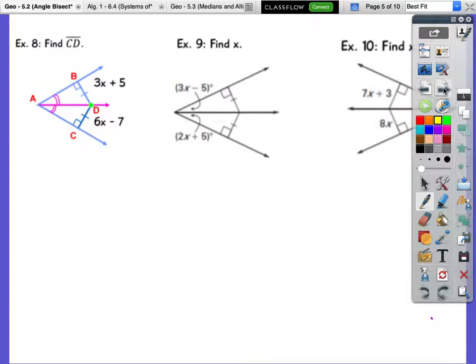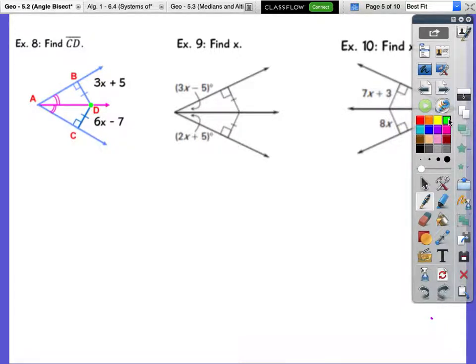Okay, hey, let's move on to example 8 now. If we want to try and find the measure of CD, CD is right here. What do we know about measure CD? It's congruent to BD. So if this is congruent to this, what could we do with these measures?